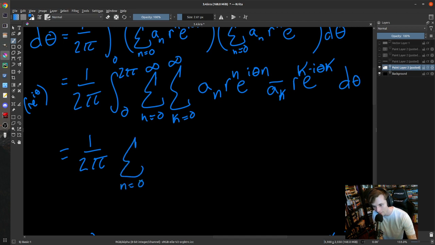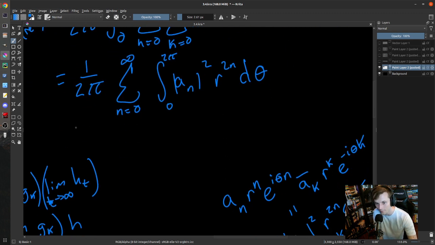So I'll just get those terms where it's the same, and I'll have the integral of |a_n|² r^(2n) from 0 to 2π dθ. I can obviously pull these constants out, and then I'm just integrating 1 from 0 to 2π. What do I get out? 2π, the length of it, right?